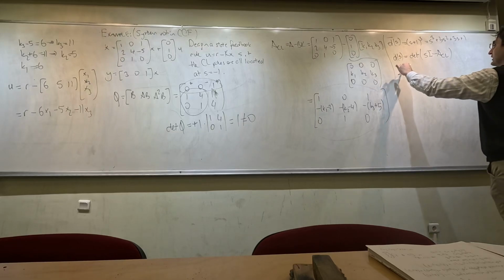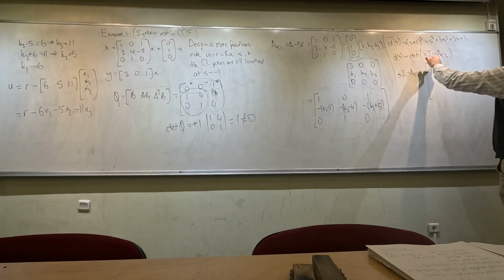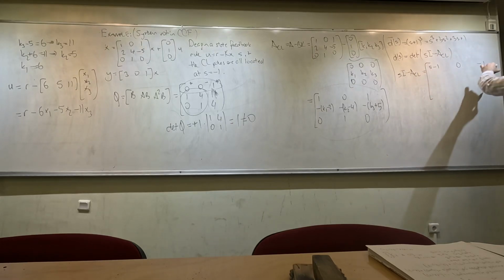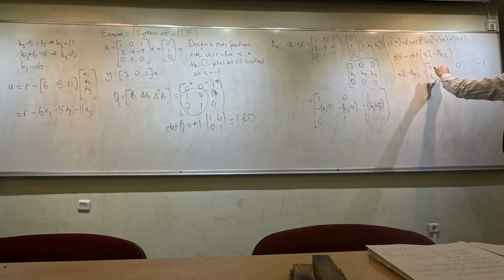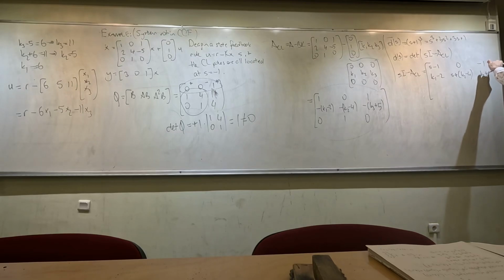All right? So sI minus A closed loop is going to be, I will have s minus 1, 0, minus 1, and I have k1 minus 2 here, and s plus k2 minus 4, and I have k3 plus 5, and s minus 1 and 0. This is sI minus A closed loop. Okay? So now I have to calculate the determinant of this thing.